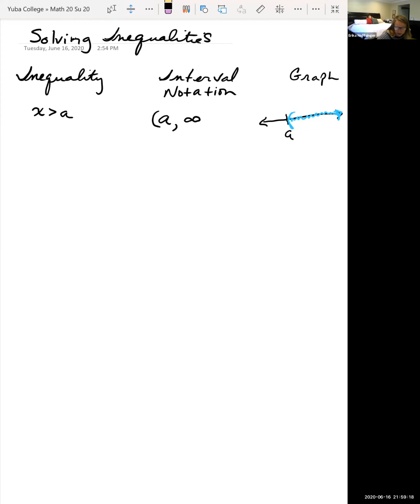The only difference would be if it was with the equal sign, greater than or equal to a. When you drew the graph and when you write the interval notation, you're including the value a, and how you notate that is with a bracket. And so in interval notation, the smallest value is a, you have a bracket because you're including it, and again we're going to infinity, parentheses.